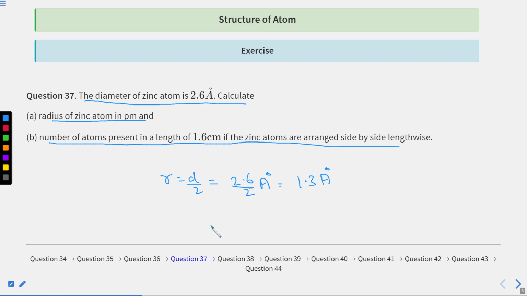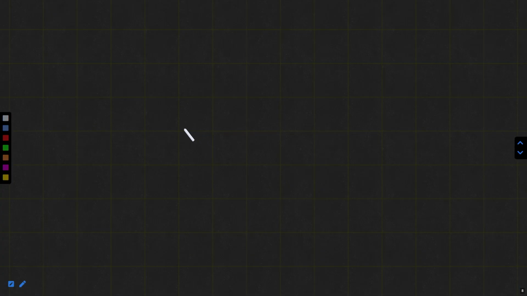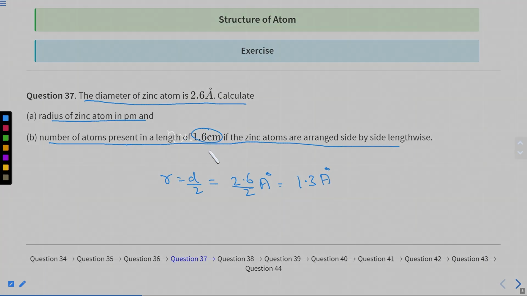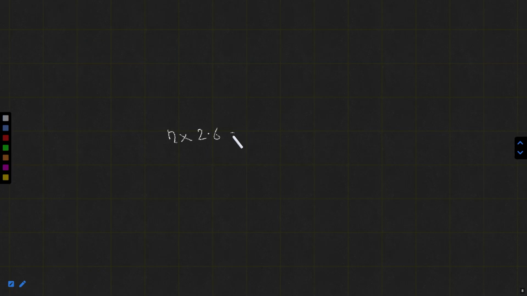We have to calculate the number of atoms present in 1.6 centimeter of zinc atoms. Again, the same question. So we'll take the diameter rather than radius. Suppose n atoms are there that can be arranged side by side to give this much length. So n into 2.6 will be equal to 1.6. So let us convert the centimeter into angstrom. That would give us 10 to the power 8 angstrom.